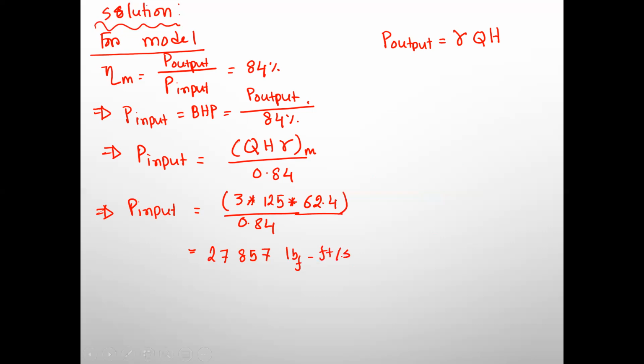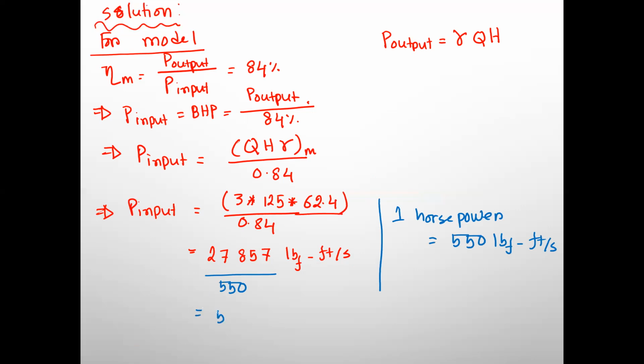Now, if we want to convert that into horsepower, what we will do, we will just divide that by 550 because the conversion factor is 1 horsepower equals to 550 pound feet per second. Okay, so finally we will have 50.6 horsepower. Now that it's done, we can work with the prototype part. So let's work on that.